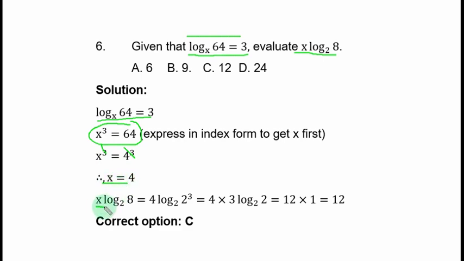So if you equate the powers, you have s equal to 4. Then you come to s log 8 base 2. You replace s with 4. Log of its own base is 1. For us to have log 2 base 2, for us to get 1, you have to express 8 as 2 cubed. You see that? And by power law, this 3 comes back and multiplies the log in this form. Log 2 base 2 is 1, and 4 times 3 is 12. So 12 times 1 is equal to 12. The correct option is C.